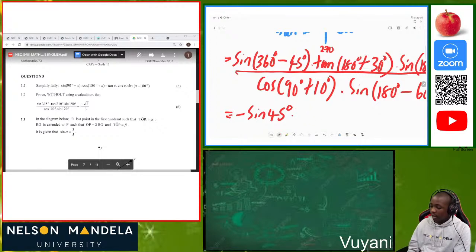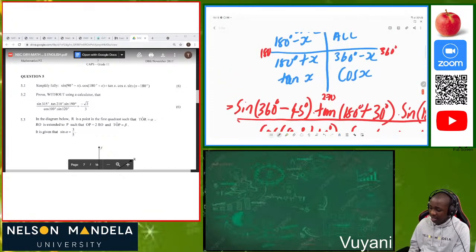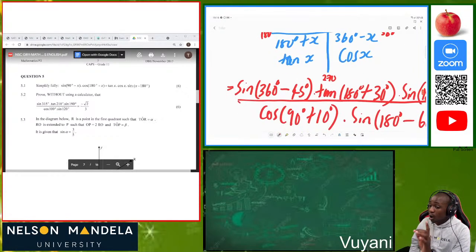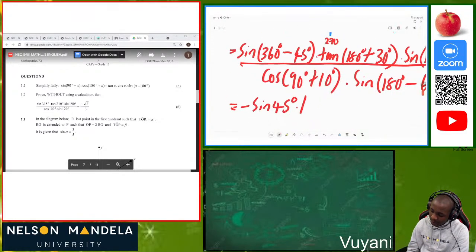Epic. Now let's go to tan of 180 degrees plus 30. We start with what is inside the brackets. Let's call it 180 degrees plus 30 degrees, 180 degrees plus the angle. 180 degrees plus the angle is in the third quadrant. Since it is in the third quadrant, we know that tan is positive. So we're going to end up having positive tan of 30 degrees.